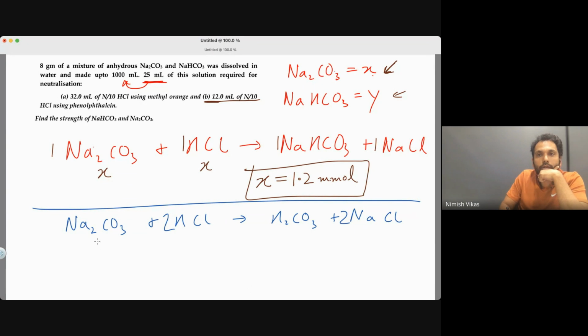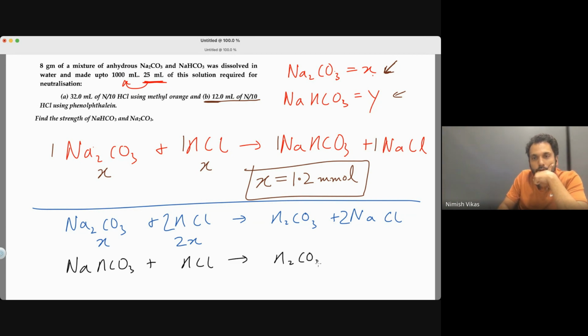So how much was Na2CO3, X? It will consume how much HCl? 2X. Is that clear? And the other one also has to react for methyl orange to show a color change. NaHCO3 has to react with HCl to give H2CO3 plus NaCl. This time the balancing is 1, 1, 1, 1, right? We have proposed that this is Y amount, so Y amount will react with Y amount of HCl, right?